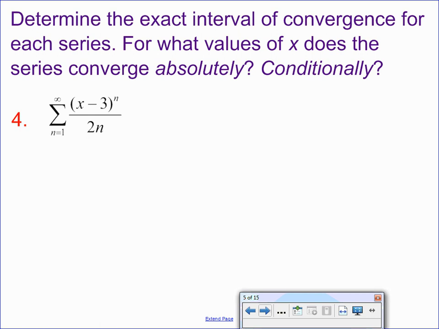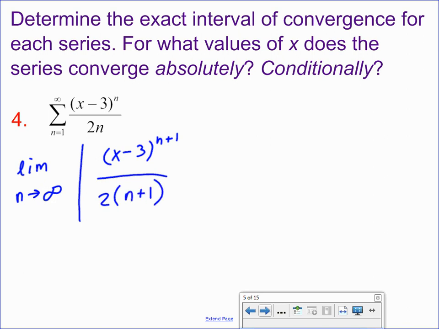Good. So we'll go ahead and do the ratio test already with the absolute value built in, and that'll automatically give us any values of x for which the series converges absolutely right off the bat. So we'll apply the ratio test. Consider the limit as n goes to infinity of the absolute value of the n plus first term. That would be x minus 3 to the n plus 1 over 2 times quantity n plus 1, divided by the nth term, a sub n. Well, that's going to be multiplied by the reciprocal, so that's going to be 2n over x minus 3 to the n.